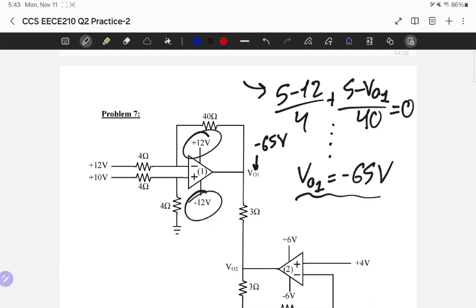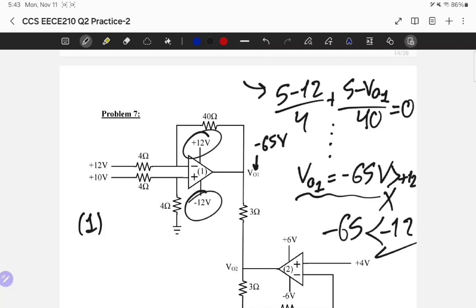So I look at minus 65 and I think to myself, is it greater than plus 12? No. Is minus 65 less than minus 12? Yes. Minus 65 is less than one of my boundaries, so the operational amplifier is saturated. So I've reached saturation, and I found minus 65, but the op amp is saturated.